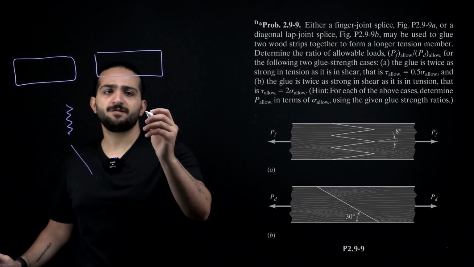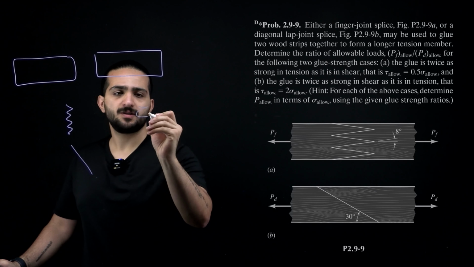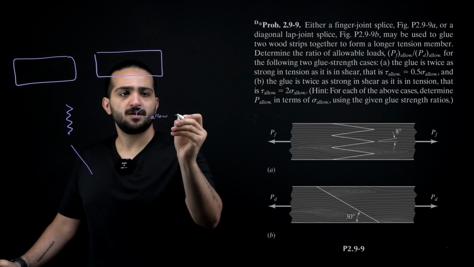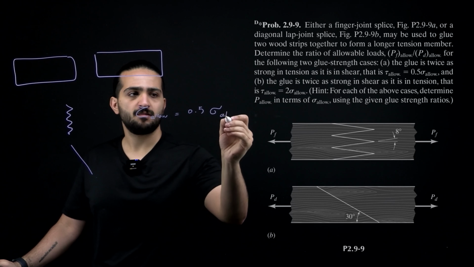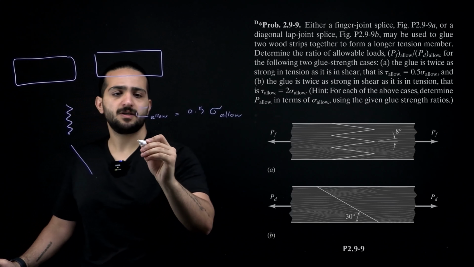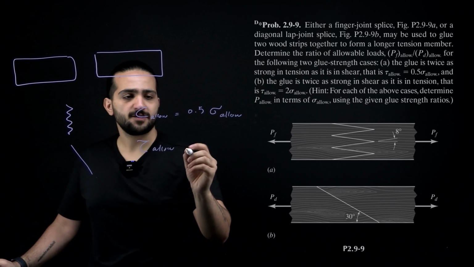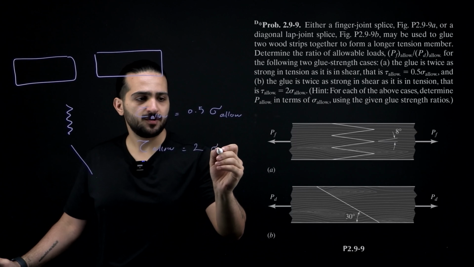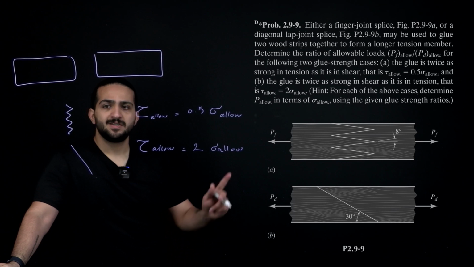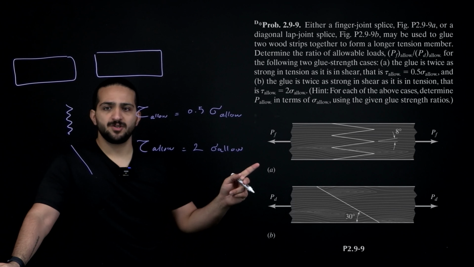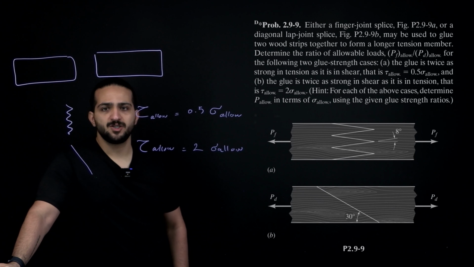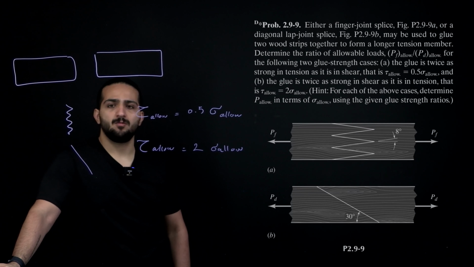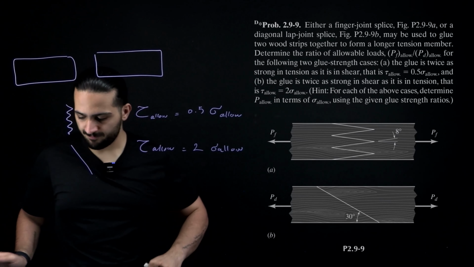We also have two types of glue. In one of them, the allowable shear stress is half of allowable axial stress, and in the other one, the allowable shear stress is actually 2 times sigma allowable. The allowable tensile load for the finger joint splice is called PF, and for the diagonal lap joint splice is called PD. And now the question wants us to determine the ratio of PF allowable over PD allowable for each of these two glue types.